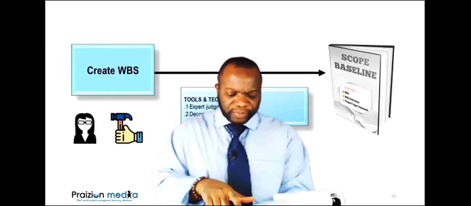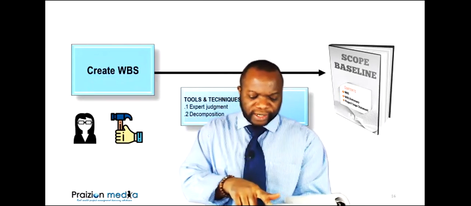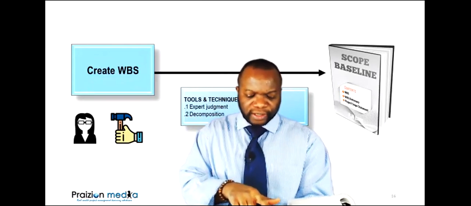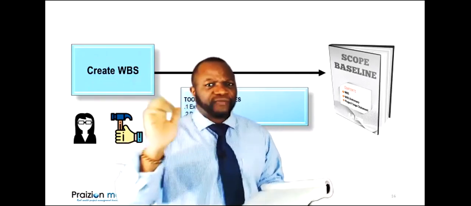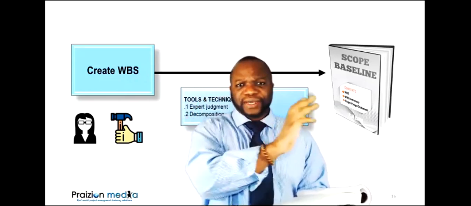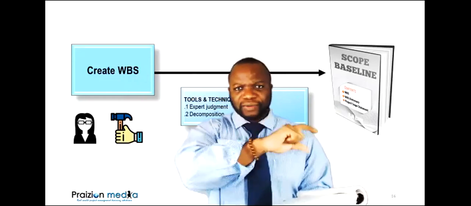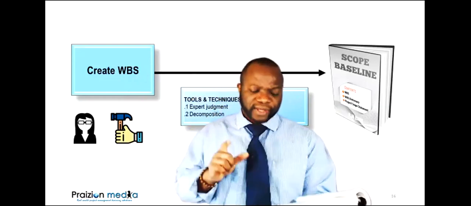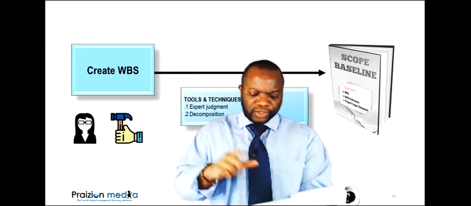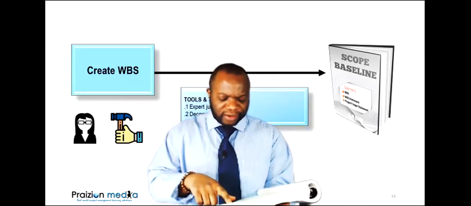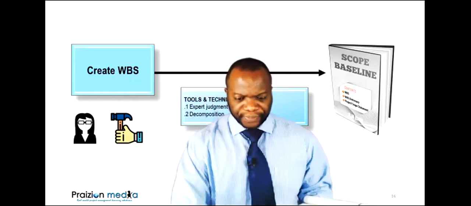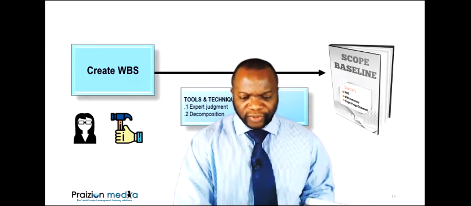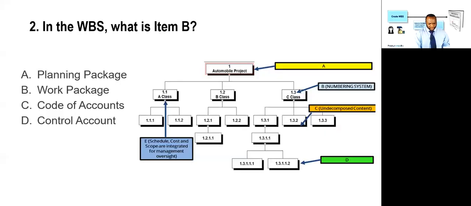So a control account is a management control point where scope, budget, and schedule are integrated and compared to the earned value for performance measurement. In other words, we could say, what is the health of component A and B and C and D? For every silo on the project, we can track the health. And that is what the control account does. So you've gotten two definitions here: code of accounts, the numbering system, and control account, the management control point. All right, so my friends, the answer to that question is indeed code of accounts. Okay, good.